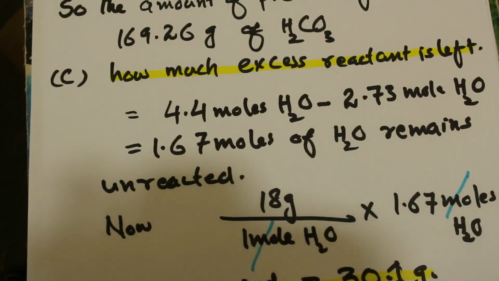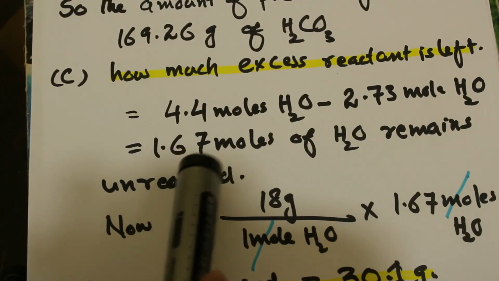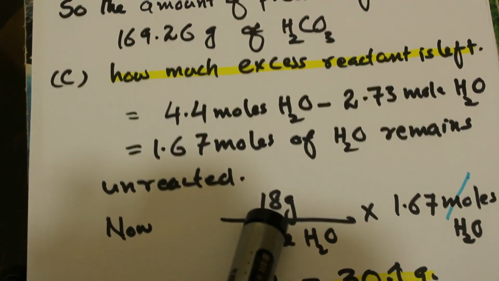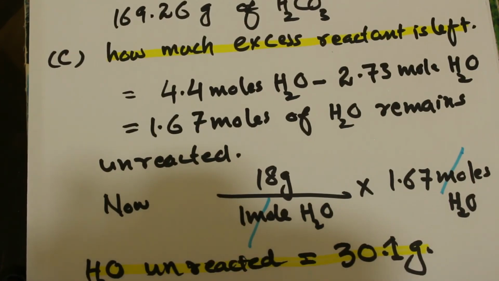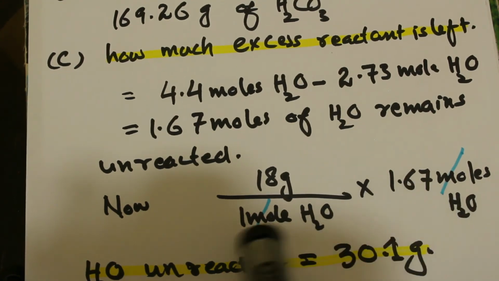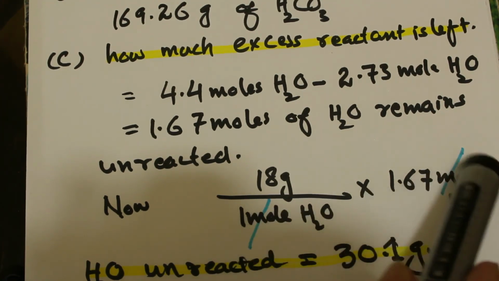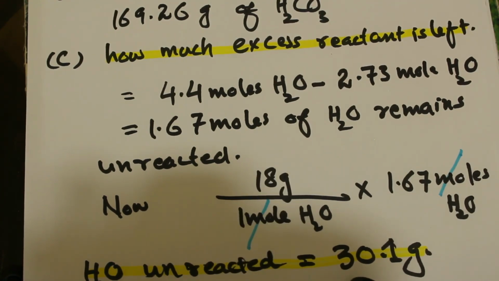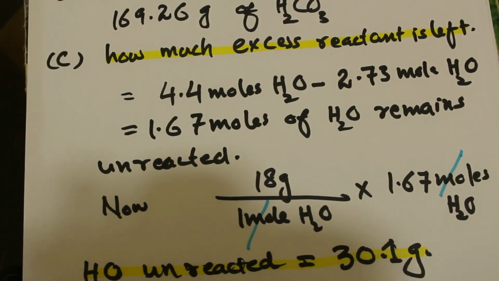Now in the last step you just have to convert this 1.67 into grams. So 1 mole of H2O is 18 gram. Then how many grams are contained in 1.67 moles of H2O? The unnecessary units cancel out each other in this case, and here we are only left with gram. So the amount of water which remains unreacted is 30.1 gram, which is the end of this numerical problem.